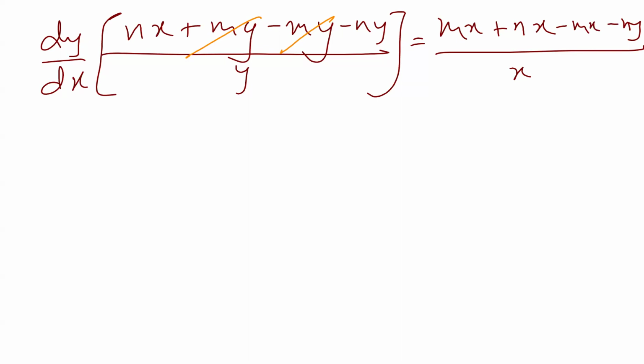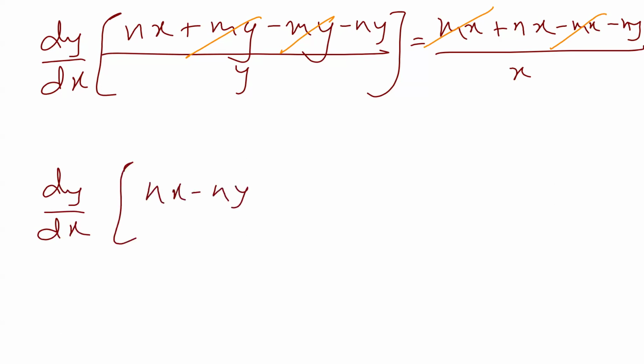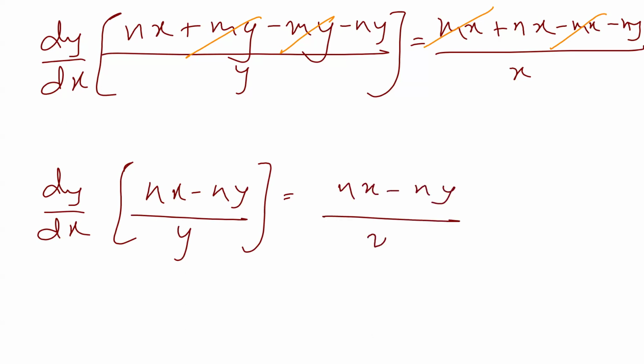Okay, so here also mx will get cancelled. Now dy by dx, nx minus ny upon y equal to nx minus ny upon x. Okay, so these two terms will get cancelled. It's not ny minus ny, it is nx minus ny.